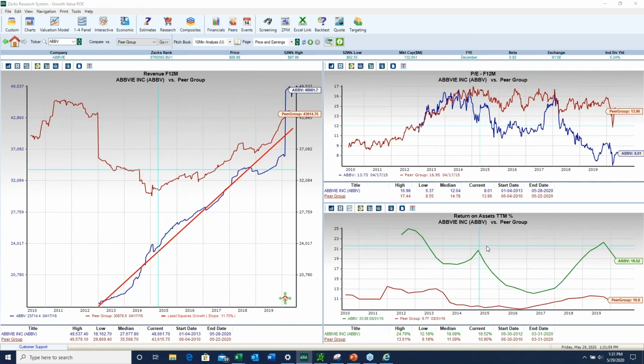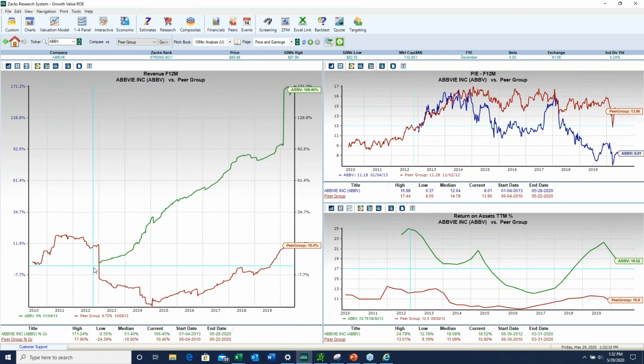As well as you can see return on assets. AbbVie trades at a substantial premium in terms of its efficiency. Return on assets is about 18% versus 10% for the peer group. I'm going to switch this to percent growth here so we can see how AbbVie growth has been relative to the peer group. And you can see that AbbVie has really done significantly better compared to its peer group.